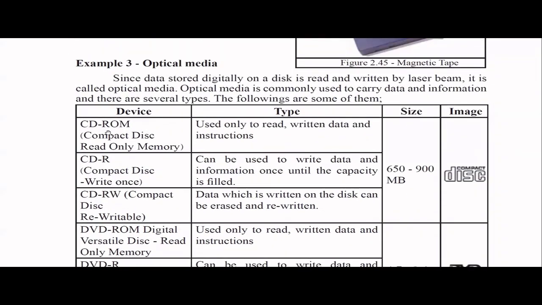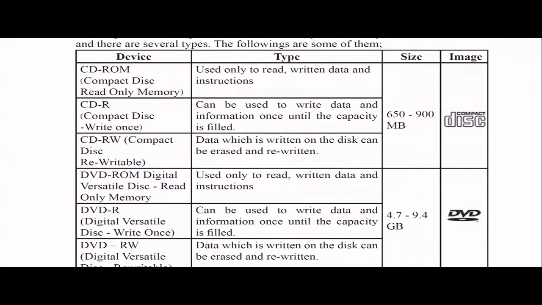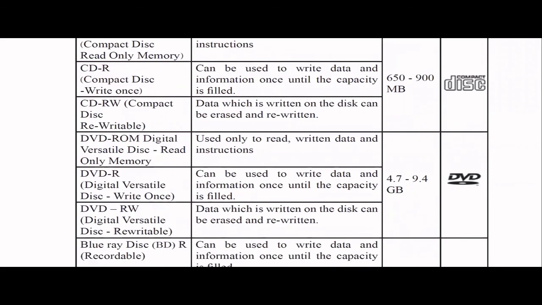Some are only, see, CD-ROM, read only memory. So you can only use it to read the already written data and instructions. CD-R means compact disk recordable, written once. So you can write data once until the capacity is full. That's it. After that, only reading. Here, RW means rewritable. That means you can read and write anytime, multiple times. So the same thing happens for the other ones as well.